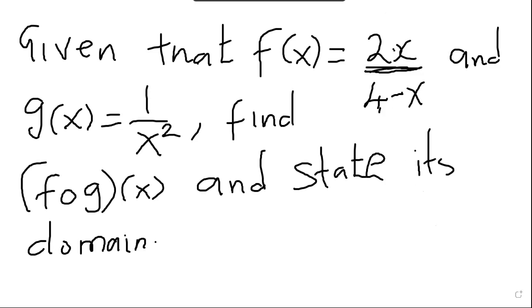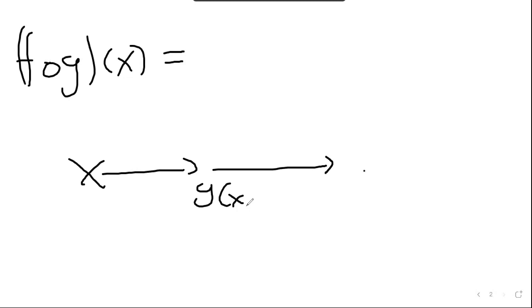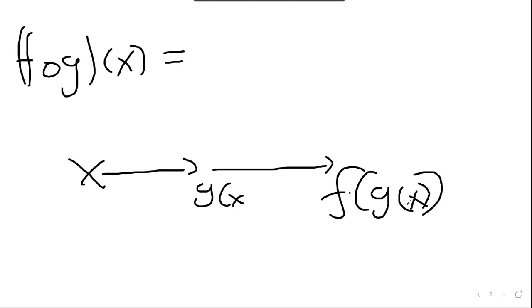Let me just do it in a different page. So now the question is to find f of g of x. What is happening here is you have an x, and then x is mapped to this function, which is g of x, and then g of x to this function f. So I say f of g of x like this. This is what is happening.